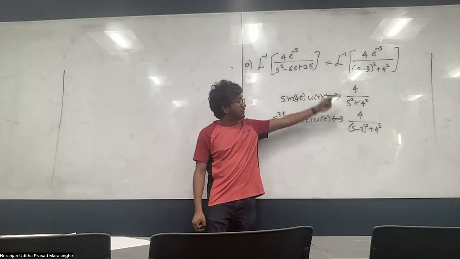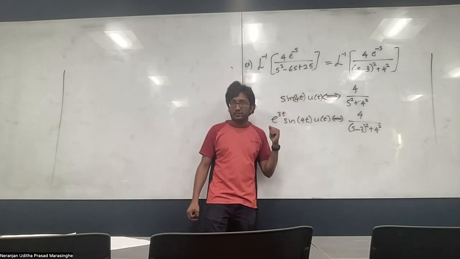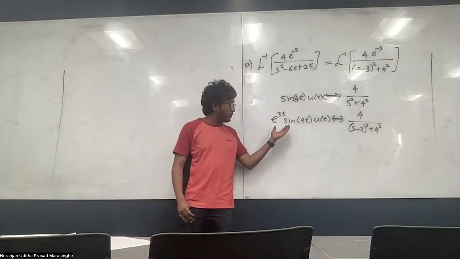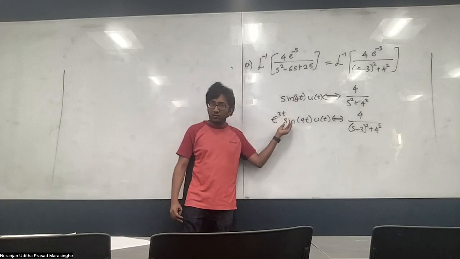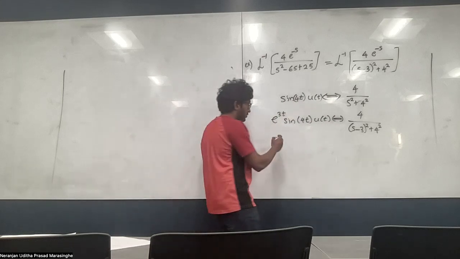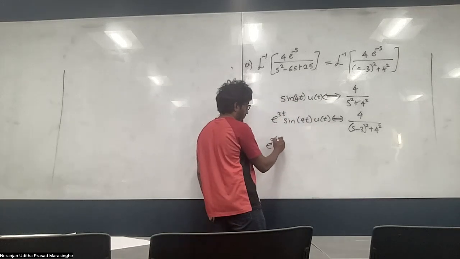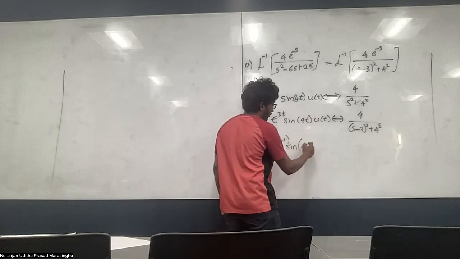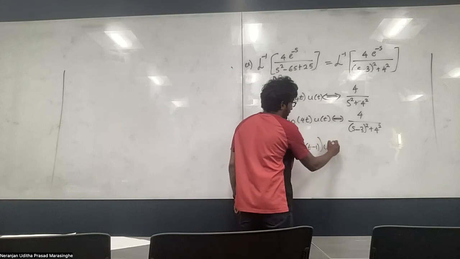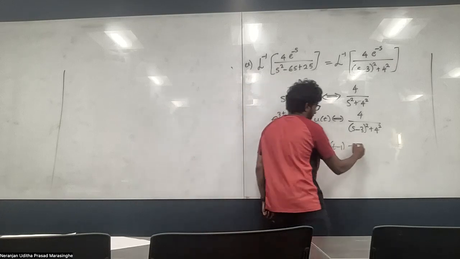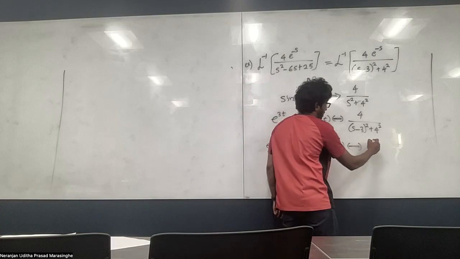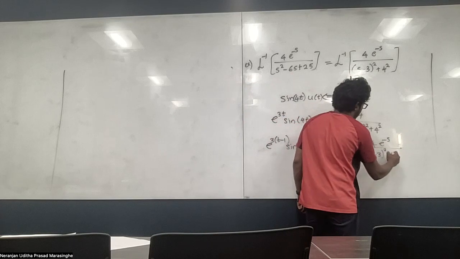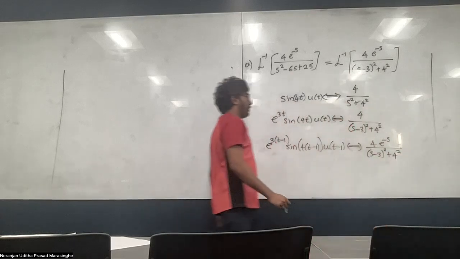So the exponential that is appearing is e to the minus s. Right? That means minus s means minus 1 times s. So I have to do translation by 1 unit in the time domain. So I get 1 sine 4 times (t minus 1) u(t minus 1), the inverse Laplace of 4 times e to the minus s divided by (s minus 3) squared plus 4 squared.